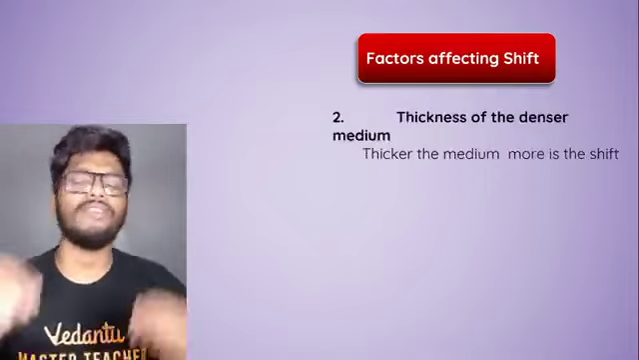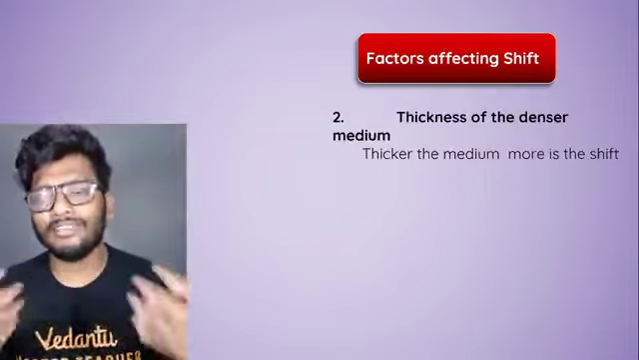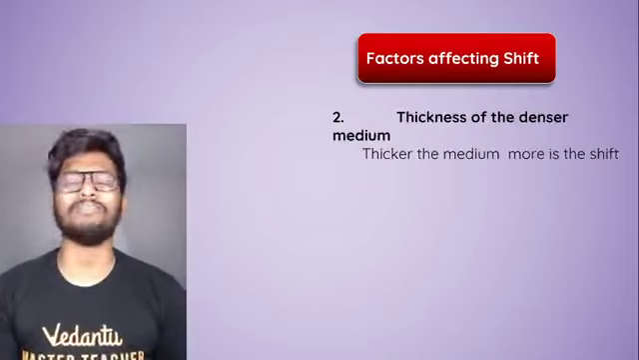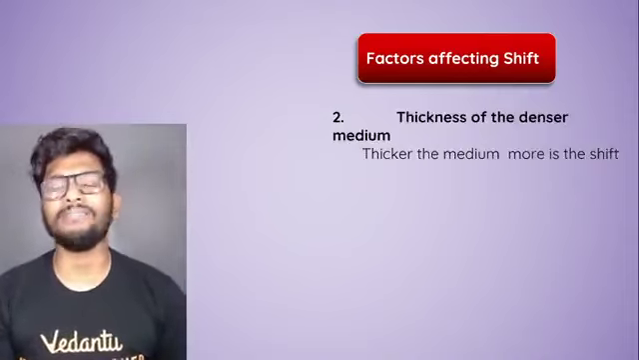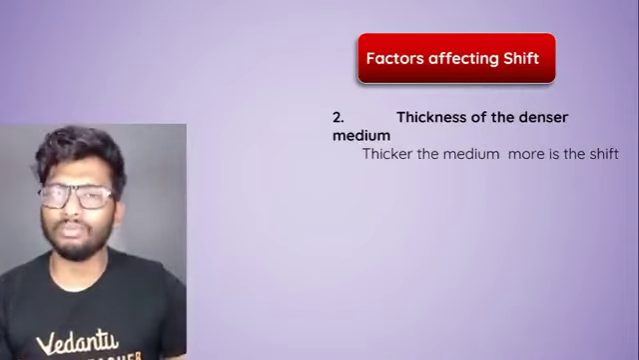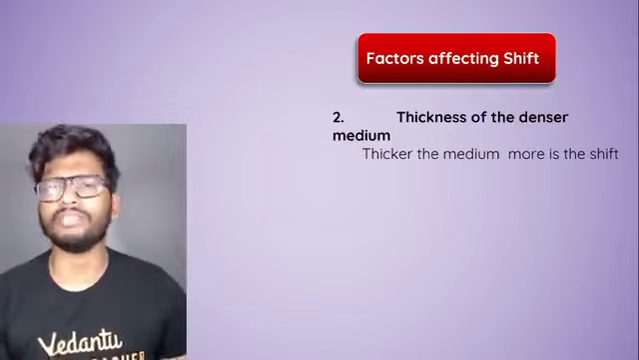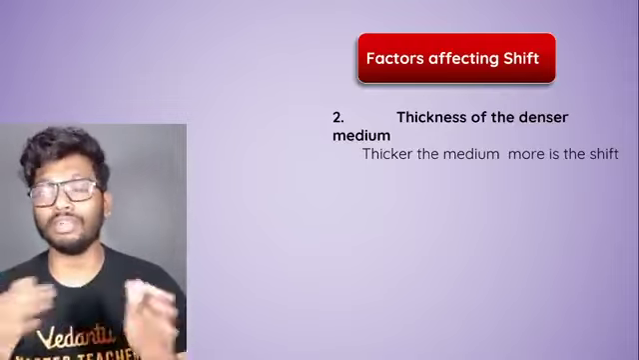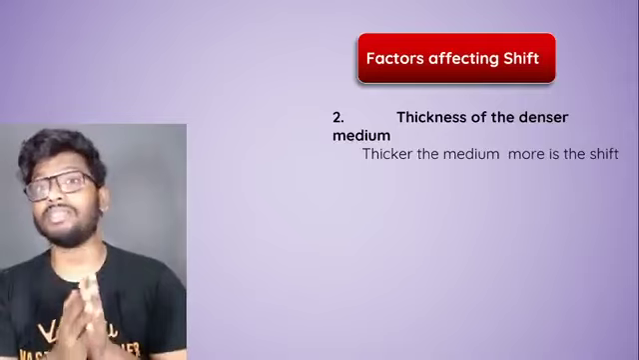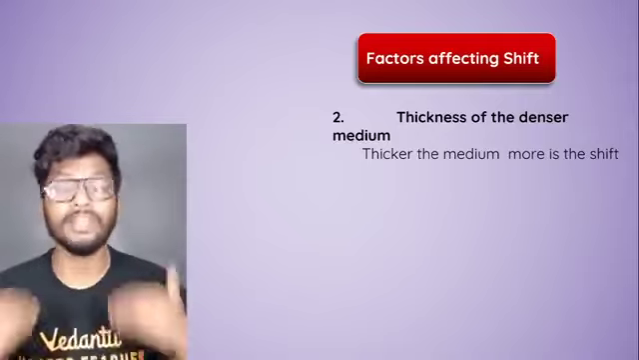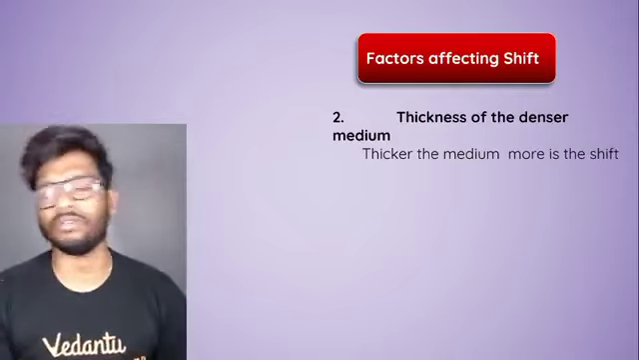The second factor that affects shift is the thickness of the denser medium. If the density of the medium is more, then the shift is also going to be more, because obviously the ray of light would bend more. It slows down even further, which means the ray of light would bend even further. So it also depends on the thickness of the material.